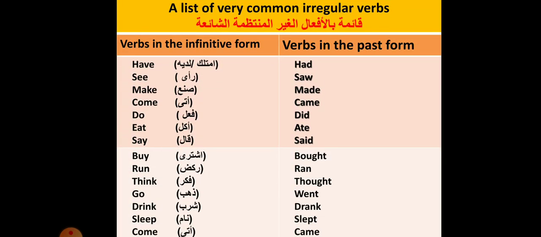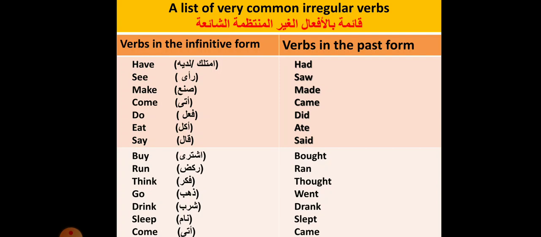So let's see. Here we have a list of very common irregular verbs. Okay, they don't follow the rule. Here we have verbs in the infinitive form and their simple past. For example, verb to have. Verb to have becomes had in the simple past. So I had, you had, he had, she had, it had, we had, you had, and they had.